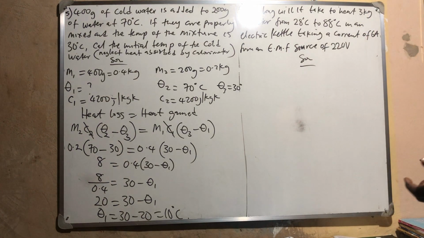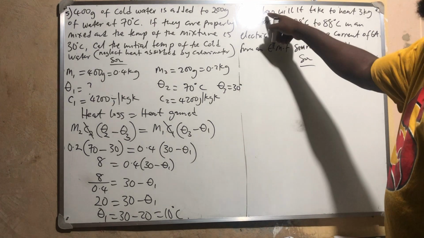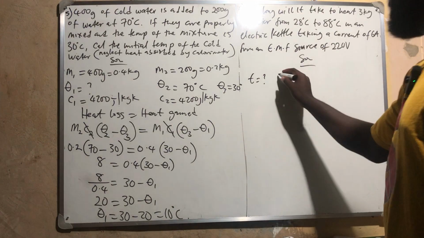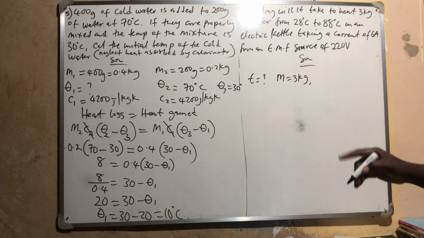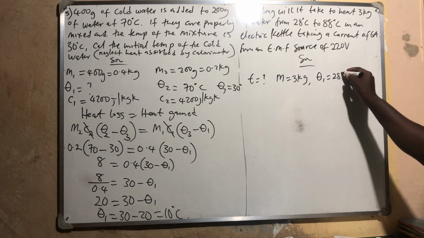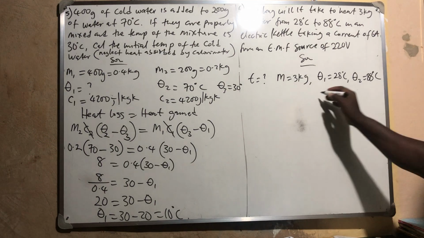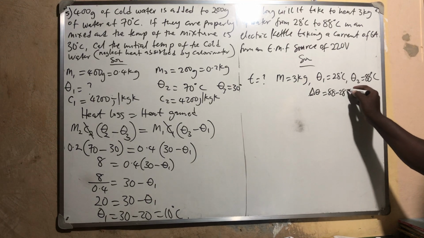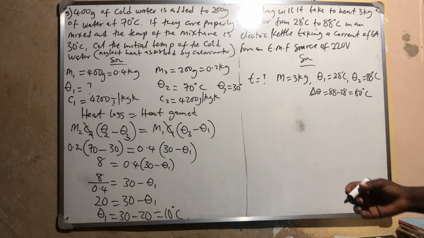Okay, now they are not talking about electricity, so let me bring out my parameters. They say how long will it take, so they are asking me the time. The time is unknown, but they gave me that the mass of water is 3 kg. The first temperature they gave me is 28 degrees Celsius, while the second temperature is 88 degrees Celsius. So my change in temperature should be 88 minus 28, which is 60 degrees Celsius.